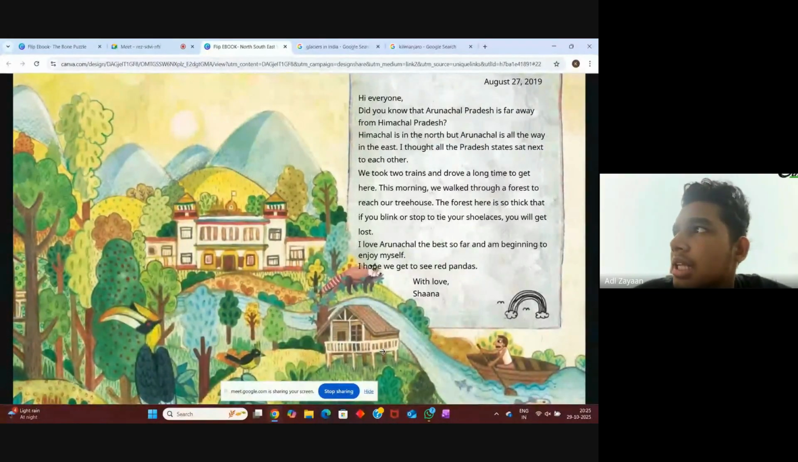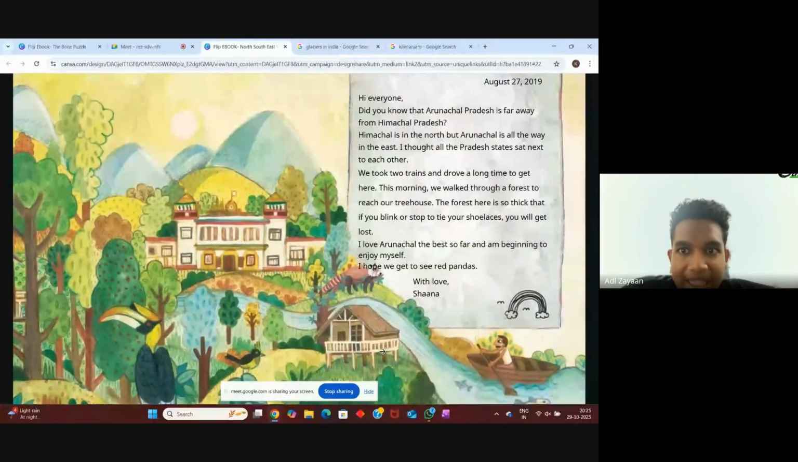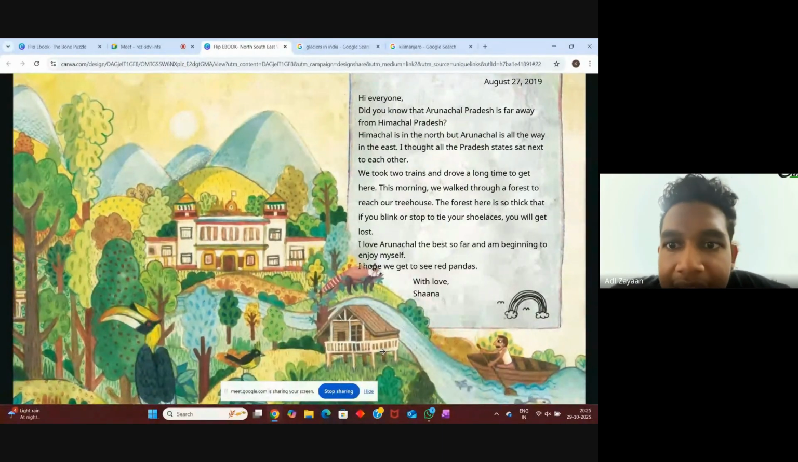Hi everyone. Did you know that Arunachal Pradesh is far from Himachal Pradesh? Although Arunachal Pradesh and Himachal Pradesh both have Pradesh in their names, she comes to know they are very far apart. Himachal is in the north, but Arunachal is all the way in the east. I thought all the Pradesh states sat next to each other, but Himachal Pradesh and Arunachal Pradesh are very far away.